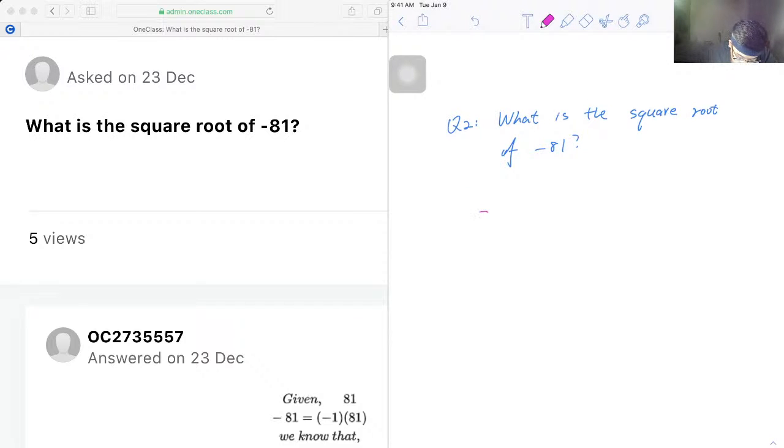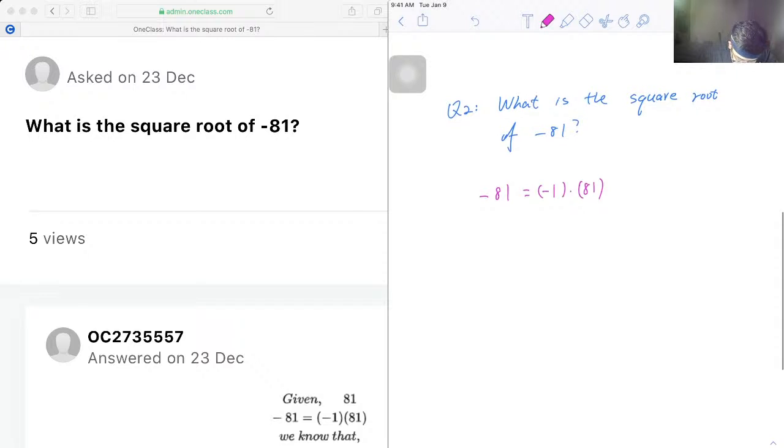we know negative 81 can also be written as negative 1 times 81. And the reason why we want 81 to be separated is because 81 is a perfect square, because 81 is equal to 9 times 9, right? And the second thing we need to know is that i squared is equal to -1, where i is the imaginary number. So i is an imaginary number.